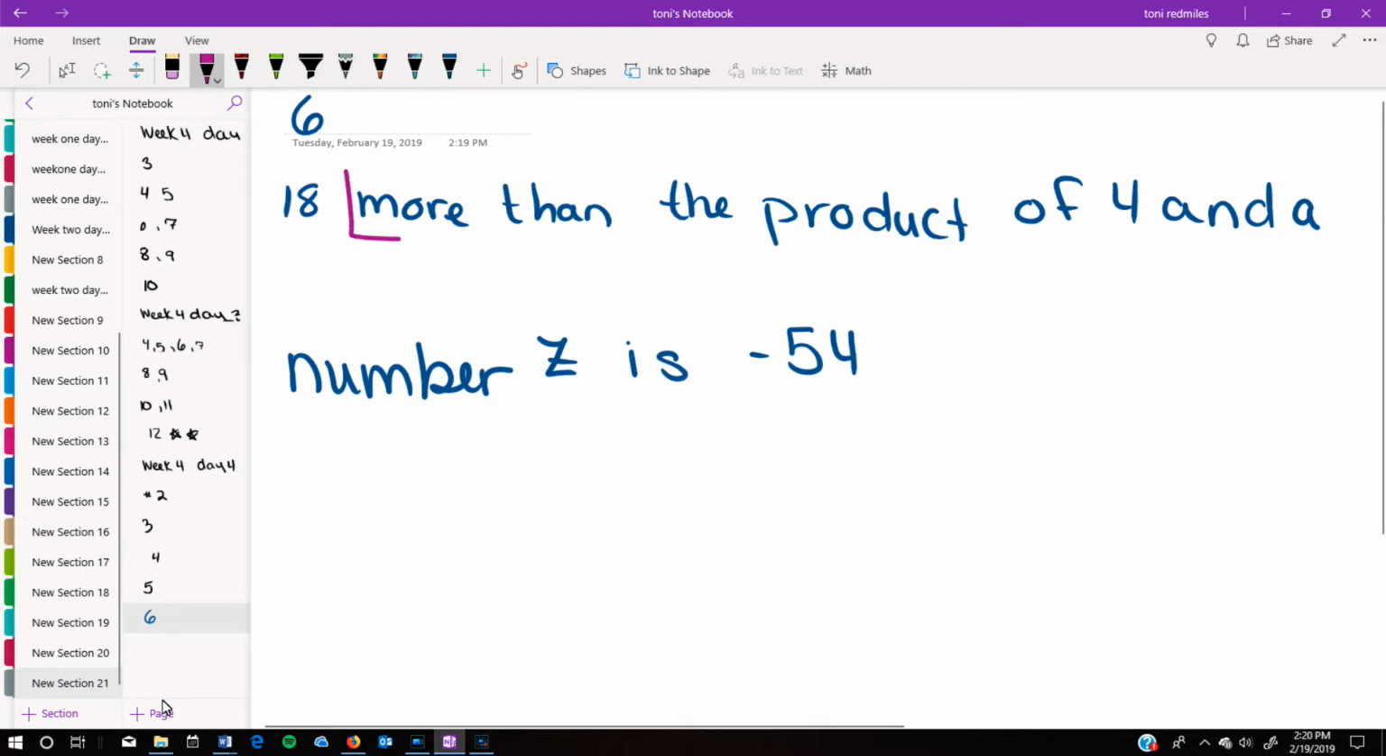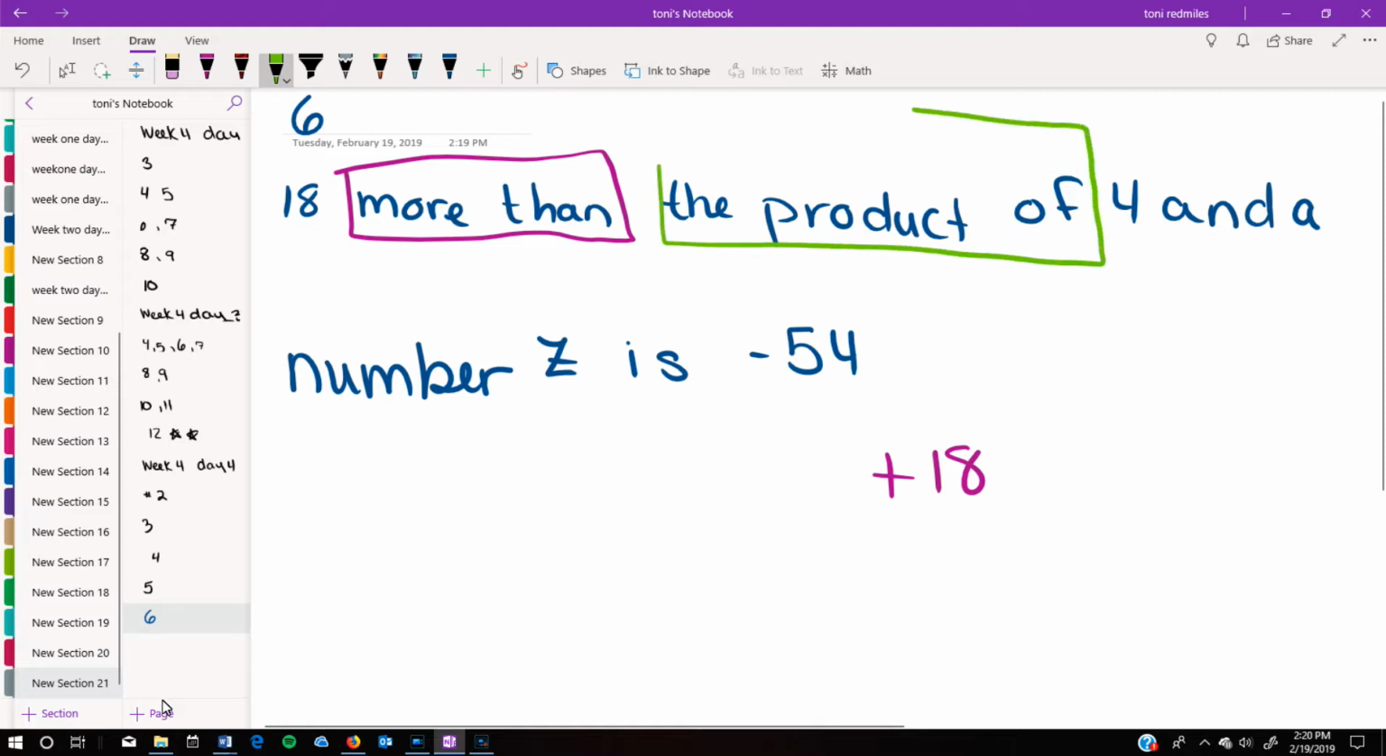Let's start with the beginning this time. More than is a prepositional phrase. That means addition, it goes behind the phrase. So plus 18 is going to go behind what comes next. Okay, so the product of is parentheses with multiplication in the middle. And what goes in is the next thing, which is 4 and a.